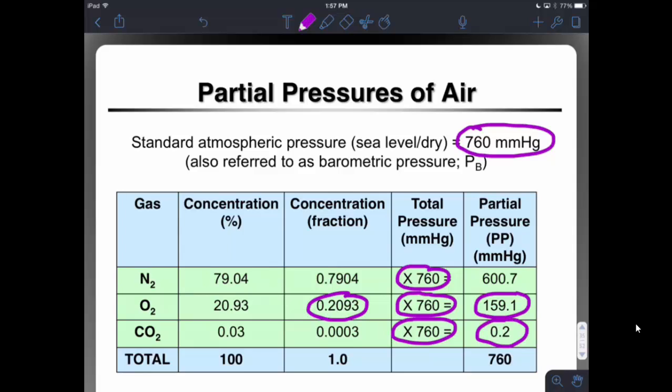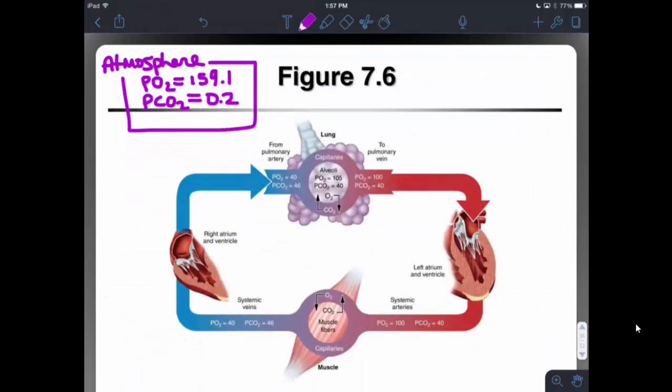Those are the numbers we will use for our example, but just remember that these partial pressures are going to change as the atmospheric pressure changes. But for our examples, we're going to use an atmospheric pressure of 760. So up here in the atmosphere, we have a PO2 of 159.1 millimeters of mercury. That's a pressure. And we have a PCO2, a pressure exerted by CO2, of 0.2 millimeters of mercury. There's not a lot of CO2 in the air, and therefore the pressure of CO2 in the atmosphere is relatively low compared to oxygen.